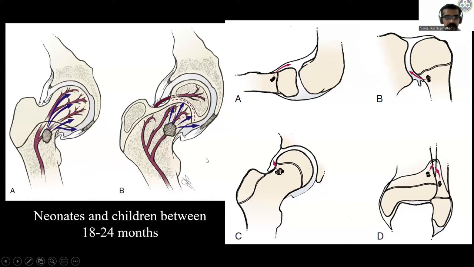The other reason is that a few of the metaphyses of the bones shown here are intra-articular, like the proximal radius, the proximal humerus and femur, and the distal tibia. And infection in these metaphyseal areas in the form of osteomyelitis can spill into the joint and can result in a septic arthritis. So it's very important to have this in mind. So in neonates, it is up to 76% that these two can coexist.